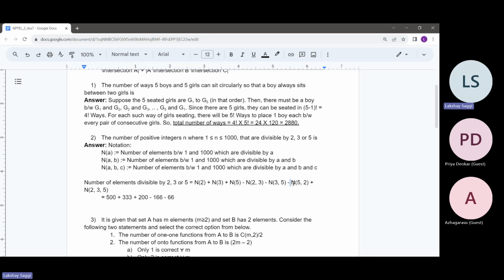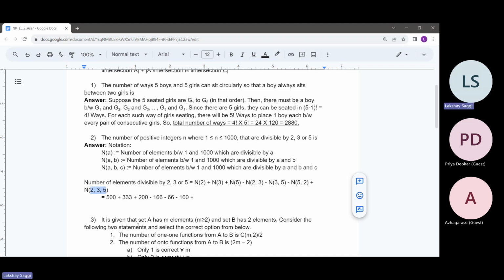And similarly, n of 5 comma 2 will be the set of numbers divisible by 10, which will be 1000 divided by 10, which is nothing but 100. And then we add n of 2 comma 3 comma 5, the number of elements divisible by 2 as well as 3 as well as 5. For this, we take the product of 2, 3, and 5, which is 30. So we need the number of elements divisible by 30.